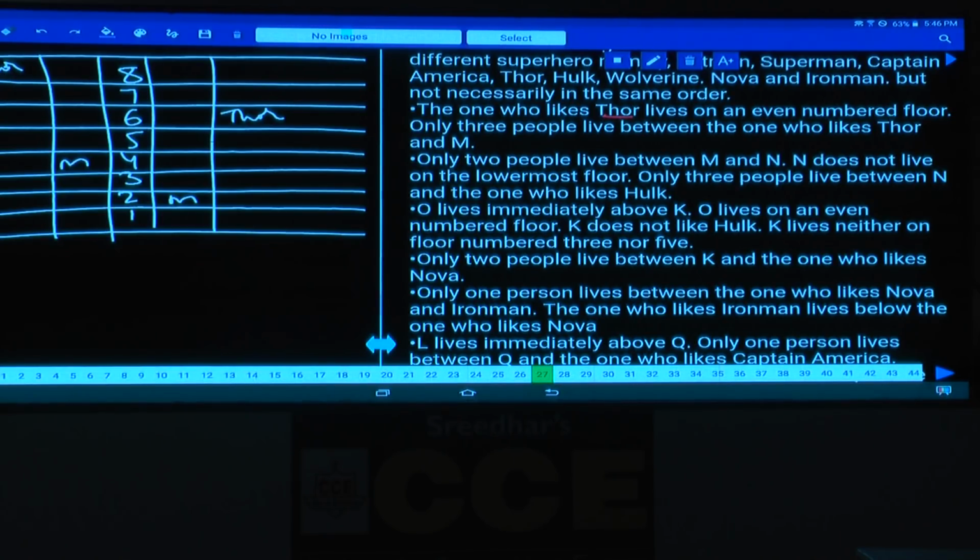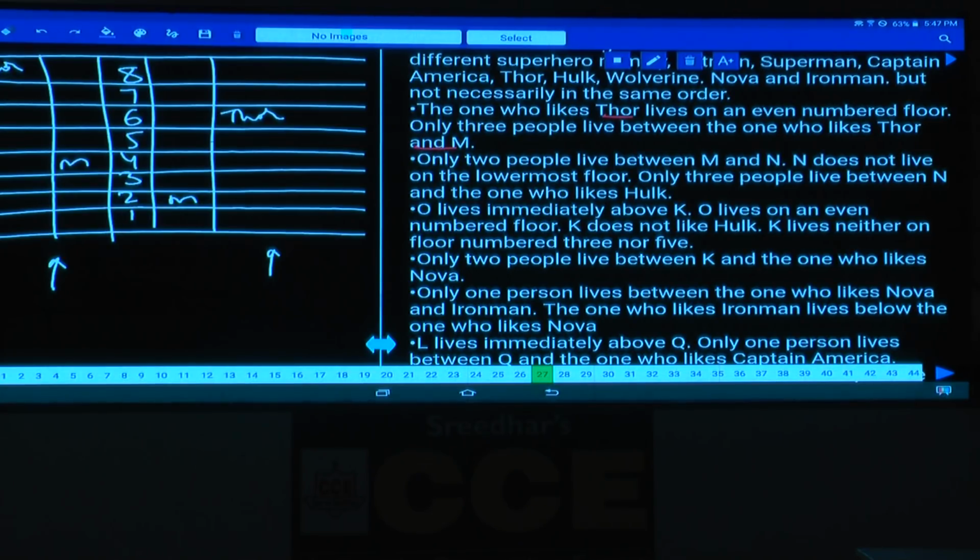2 possibilities we have discussed, isn't it? And the remaining 2 is what? If Thor is on the 4th floor, then M will be on the 8th floor, that is opposite to this one only, isn't it? And again, the next possibility, if Thor is on the 2nd floor, M will be on the 6th floor, opposite to this one, isn't it? It is just the replica of this one. Hence, if you work out these 2, that could be quite sufficient. Then only 3 people live between the one who likes Thor and M.